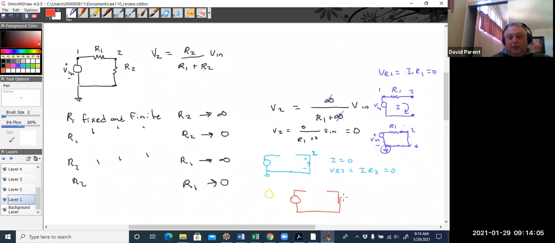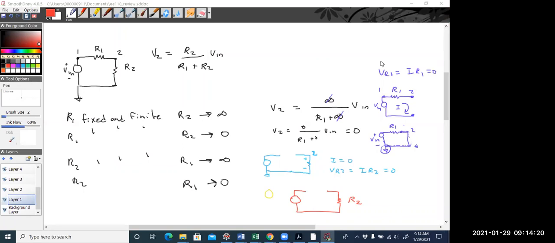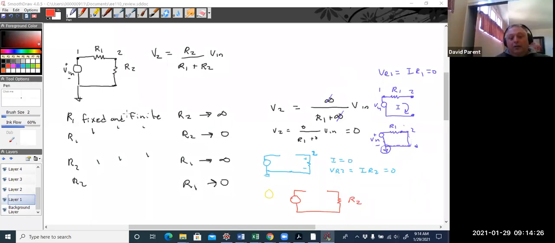equal to 0. Can anybody shout out what to draw in here? Or maybe chat it. Yep, it's a wire. Yeah, a wire, a short, a 0 resistance wire.